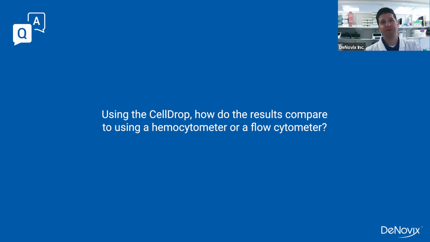And now, in terms of a flow cytometer, we have some data that shows we are very closely aligned with the flow cytometer we've worked with. So there was no statistical difference between the counts on the CellDrop versus the flow cytometer that we were able to get our hands on. So we do compare favorably with both technologies, just a little differently.